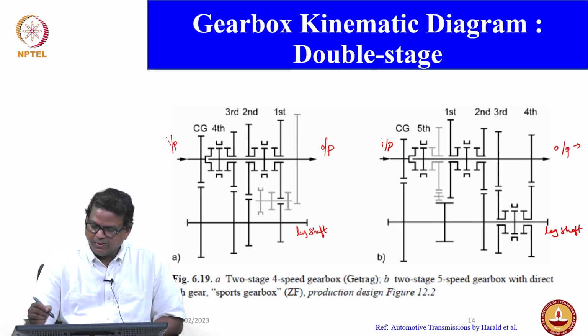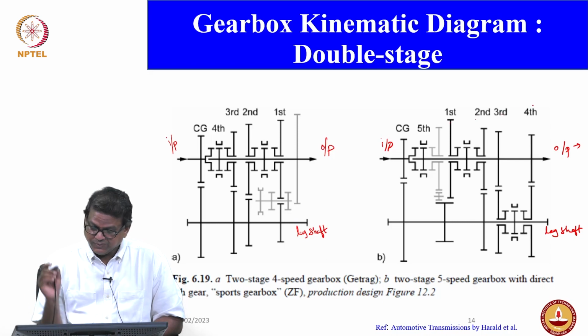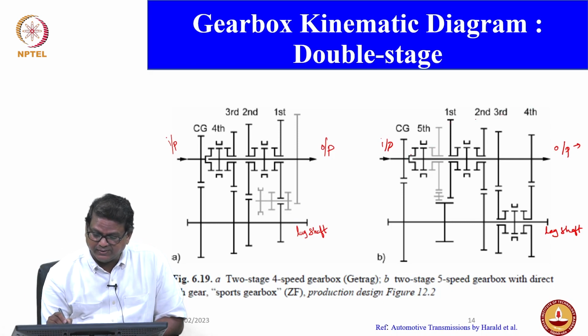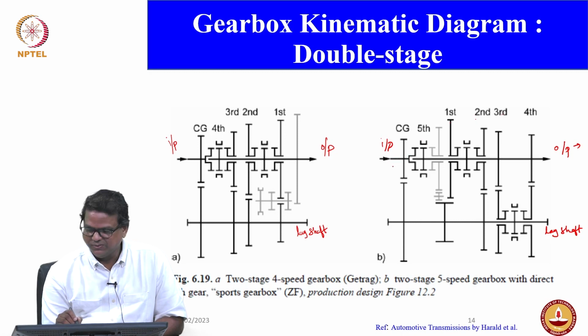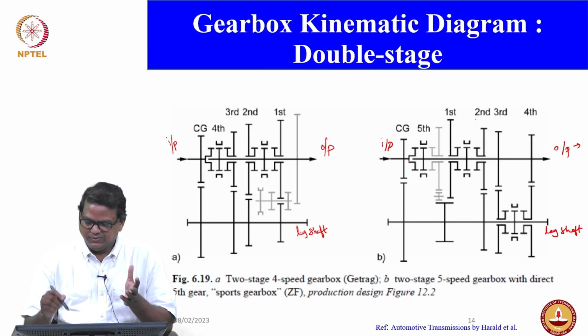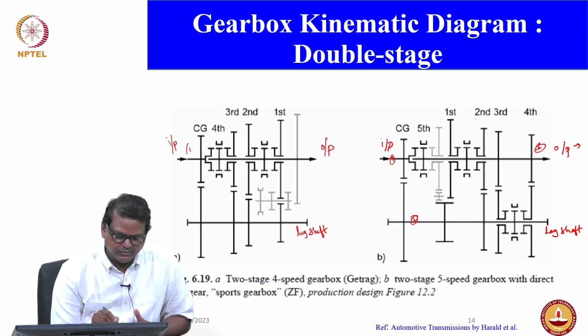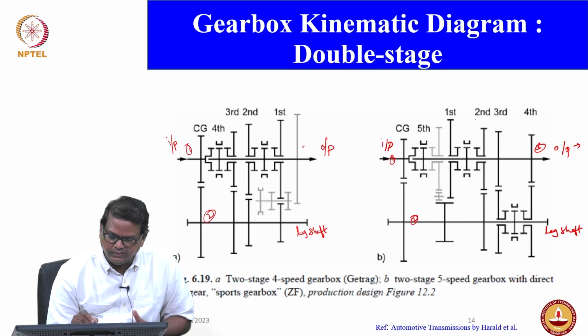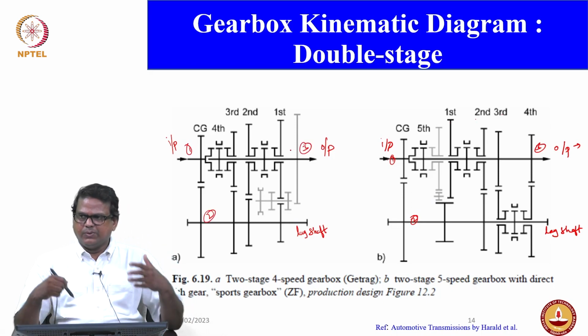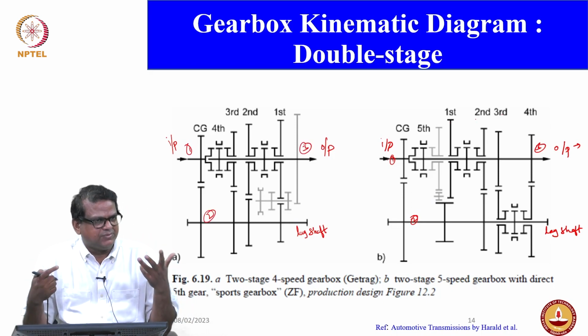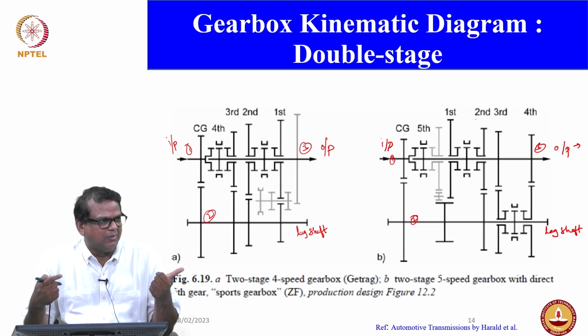Here also, we have first, second, third, and fourth. Interestingly, the fifth gear is directly connected with your input shaft. Again, how many shafts are there? This is one shaft, second shaft, and third shaft. Here also 1, 2, and 3. So if the shafts are more than 2, that's one observation.